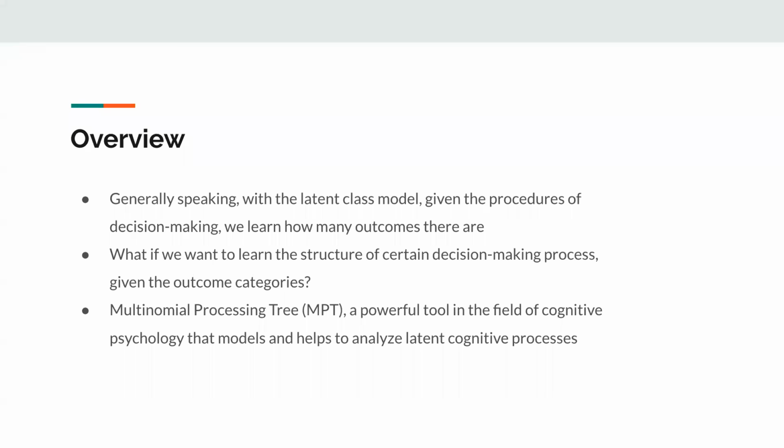So in class, we talk about latent class modeling. Given the procedures of a decision making, we learn how many outcomes there are. However, what if we want to learn the structure of certain decision making process given the outcome categories? Then we can use MPT, a powerful tool in the field of cognitive science, cognitive psychology that models and helps to analyze latent cognitive processes.